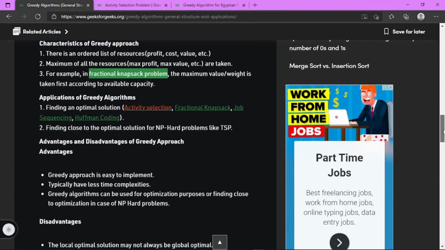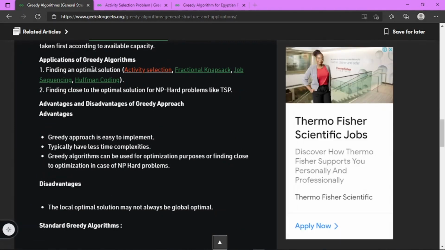And application of greedy algorithm, as I told, is used to find an optimal solution, and to find a solution close to the optimal for NP-hard problems like the traveling salesman problem. We will discuss this activity selection problem here, to give you a better understanding. And let's just see the advantages and disadvantages now.